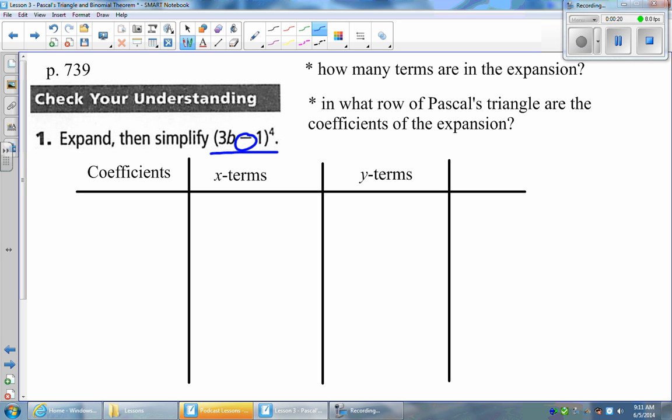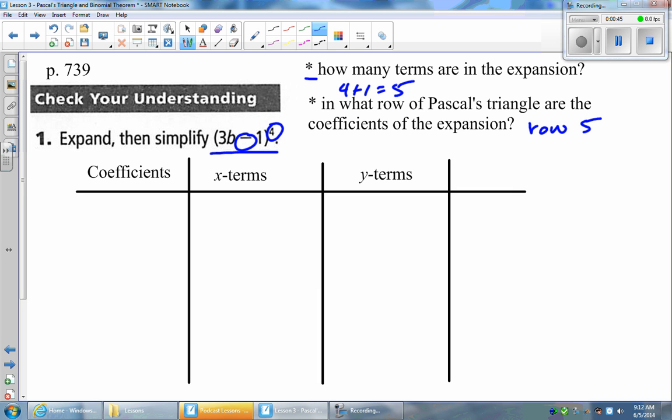So first thing you want to do is ask yourself, how many terms are there in this expansion? And remember, the number of terms is one more than the n value, which is the exponent. So 4 plus 1 gives you 5 terms. What row will this correspond to? So the row of Pascal's triangle, which the coefficients correspond to, is row 5. Okay, so keep that in mind when we calculate all these values.